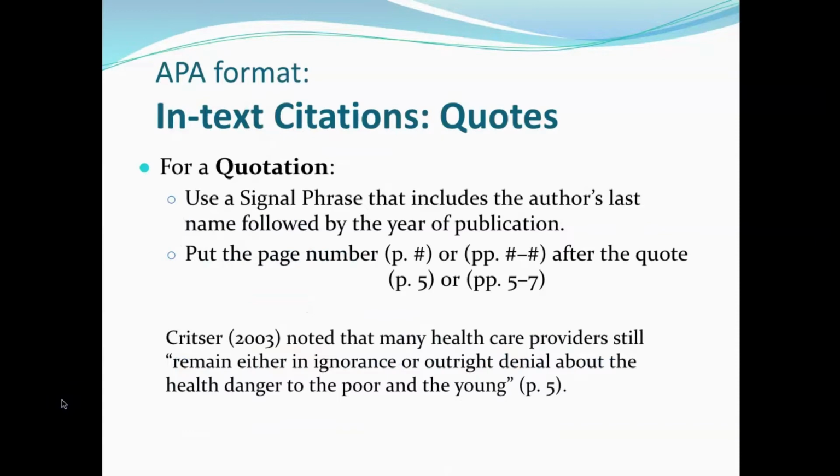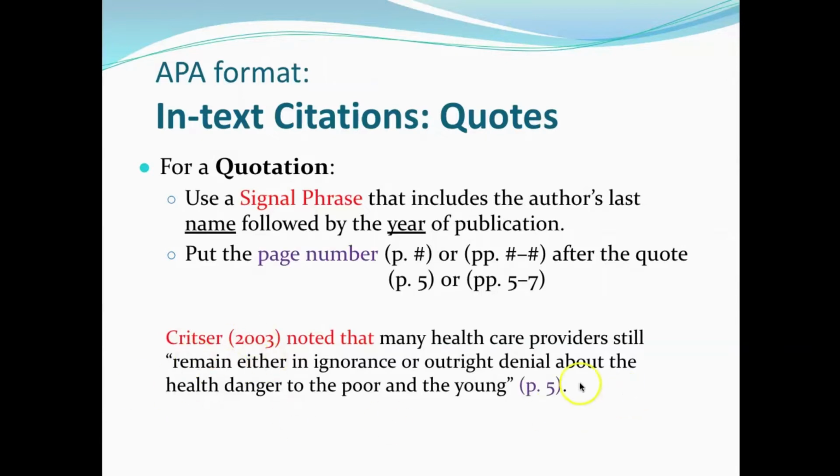So to format an in-text citation for quotes, you need to use a signal phrase. And basically what that is, is the last name of the author and the year. And this kind of introduces the quote. And it also tells the readers the author and date. APA is an author-date system where they really care about the date or the year of publication.